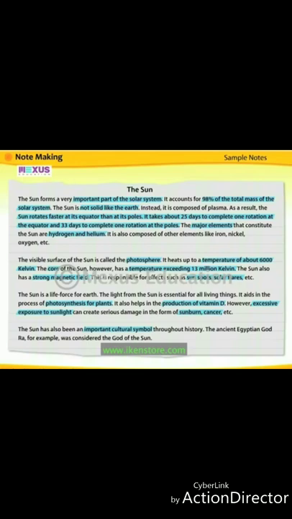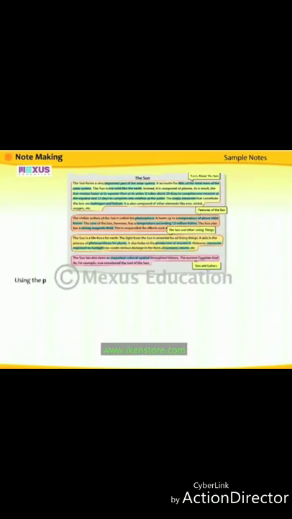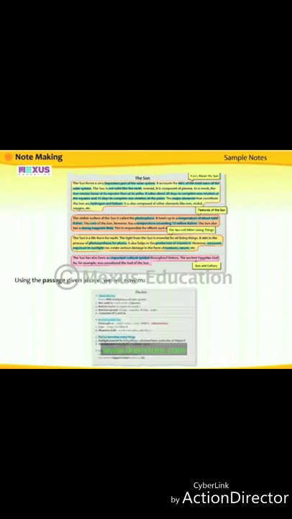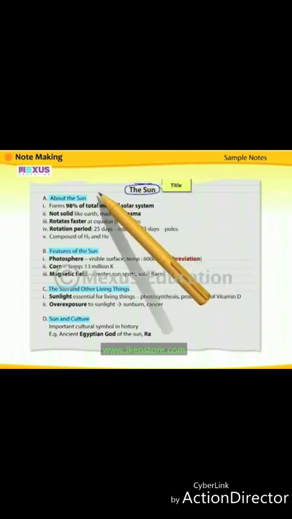The important points have been highlighted. They are facts about the Sun, features of the Sun and other living things, and the place of Sun in culture. Using these points, we will now make notes using the guidelines we learnt earlier. The title of the notes is The Sun.